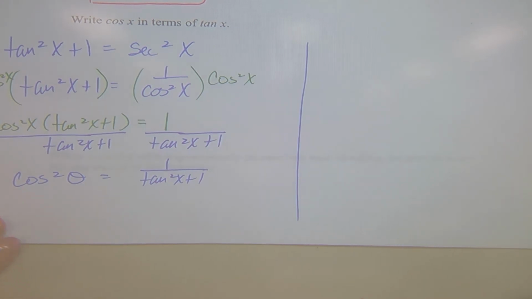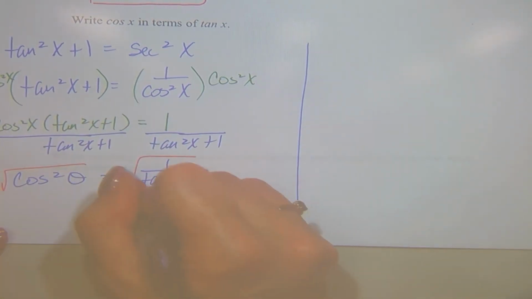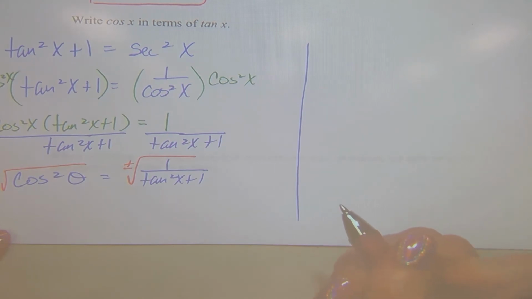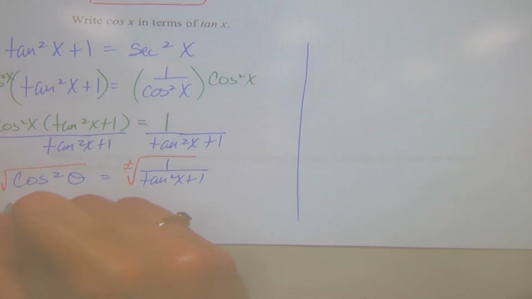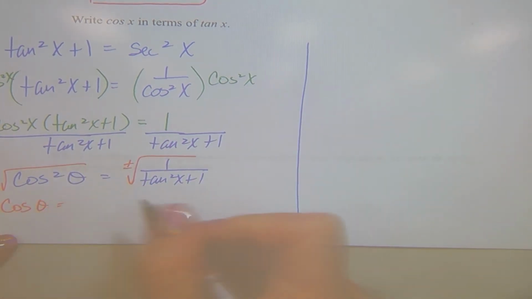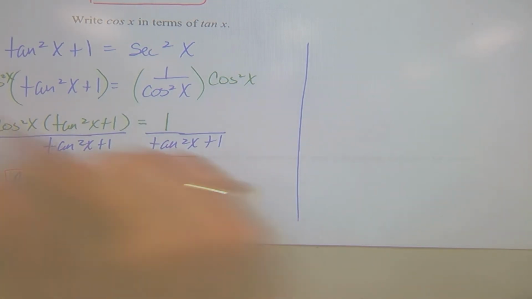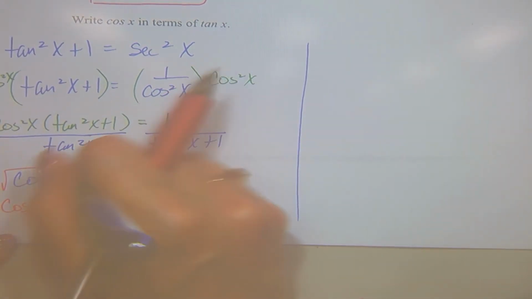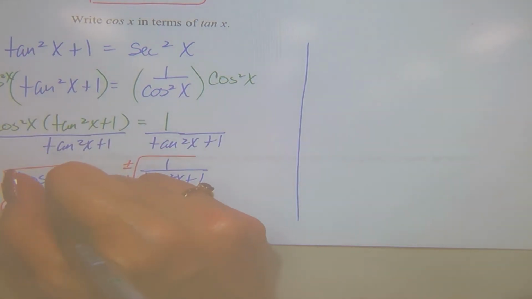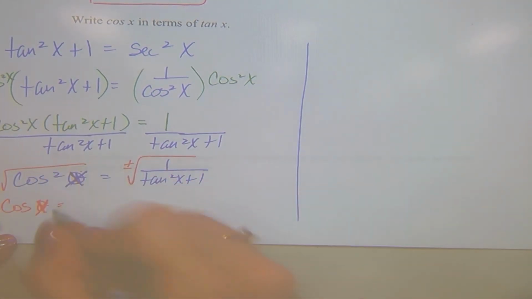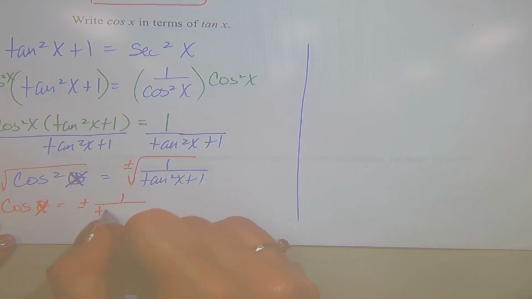Take the square root of both sides. When I take the square root, I consider plus or minus because it can be in any quadrant. So I have cosine x, or excuse me, I just switched to theta. Cosine x, sorry guys, cosine x is equal to, square root of 1 is just 1. So we've got plus or minus 1 over square root of tangent square x plus 1.